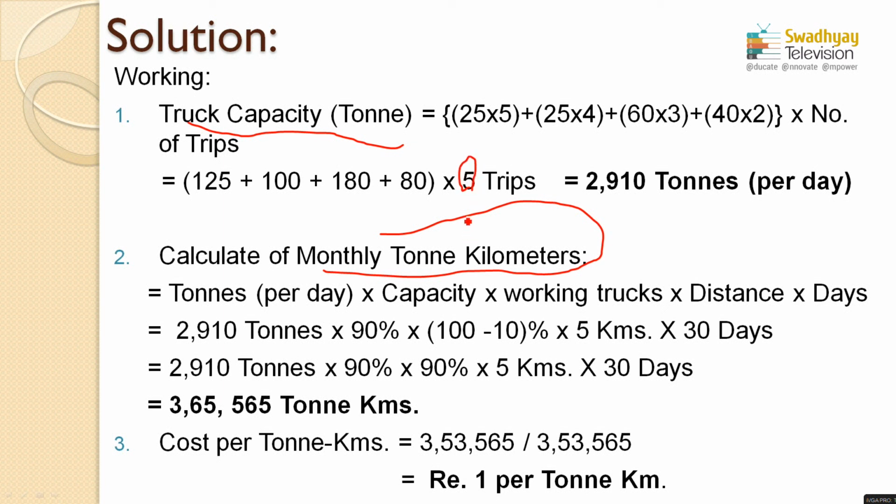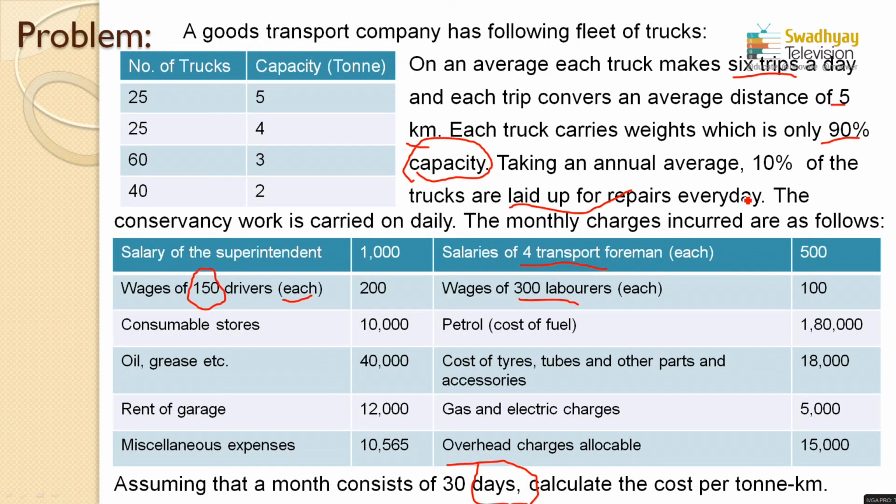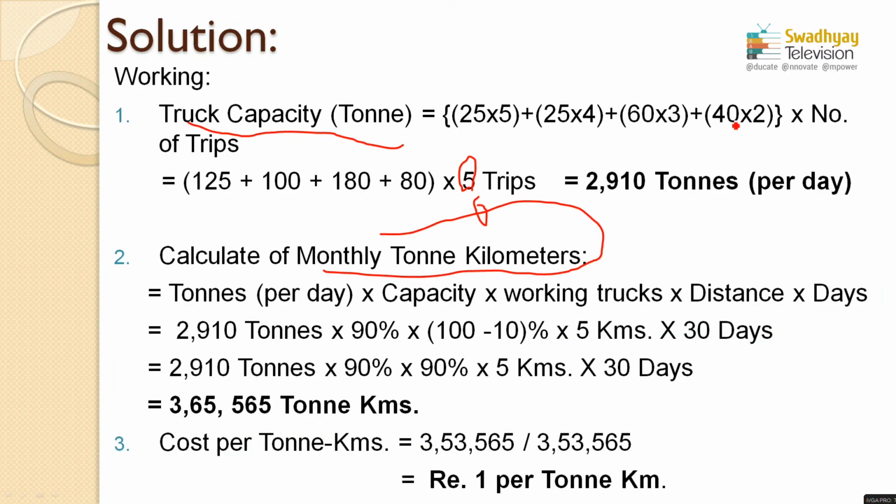So, just a correction, your multiplication is right, that is 2910 tons. When you multiply it with the total capacity, your answer is 2910 tons per day. This is your first part of the calculation from this table. So, we found the capacity carried by the total trucks, and this capacity is multiplied by the first item, that is 6 trips.